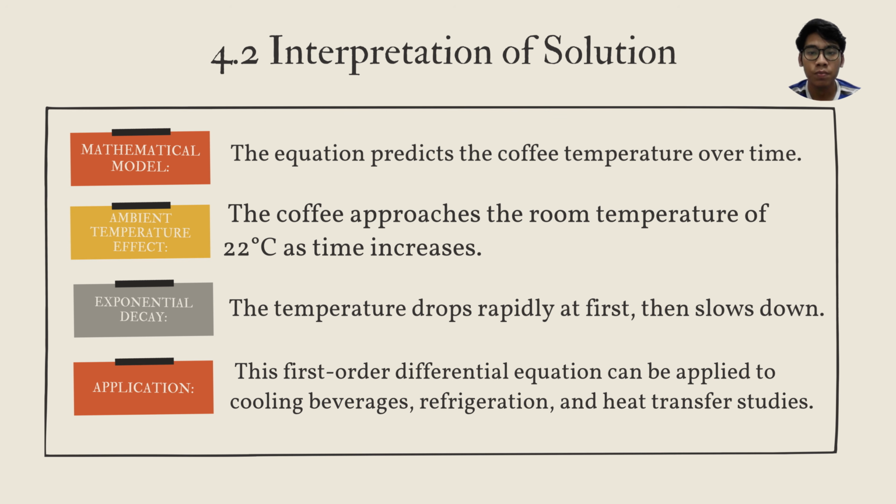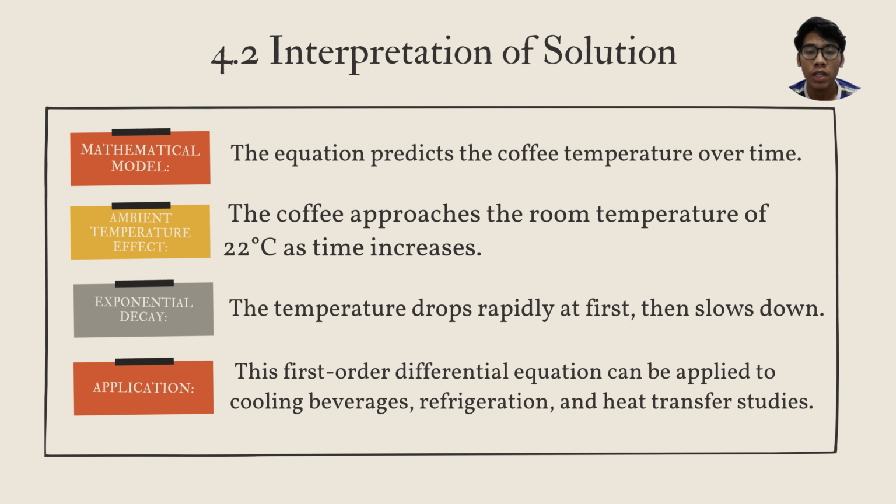Exponential decay behavior. Rapid cooling occurs initially, followed by slower cooling. The coffee temperature will not drop below room temperature. Application of differential equations: this demonstrates the use of first-order differential equations in real situations, applicable in cooling beverages, refrigeration, and heat transfer studies. Overall interpretation: Newton's law of cooling accurately predicts cooling behavior. The mathematical results match the expected physical process.